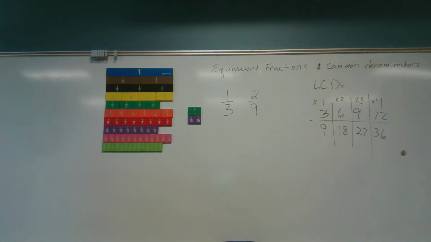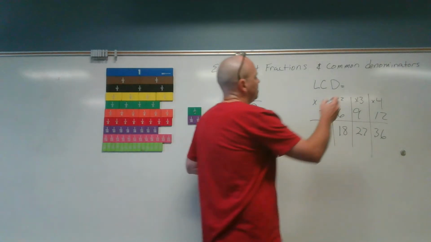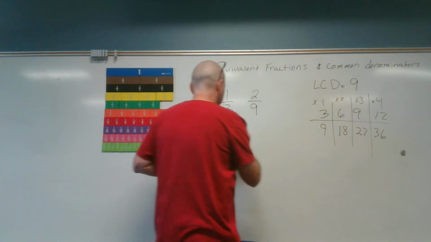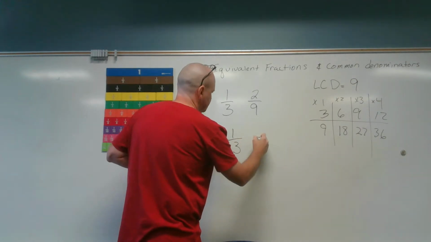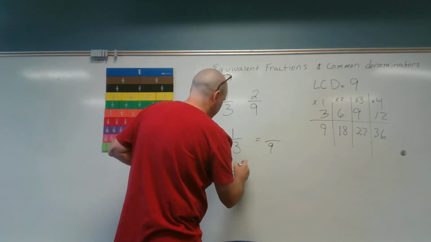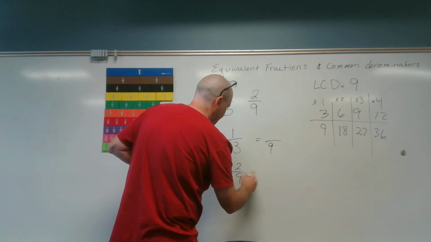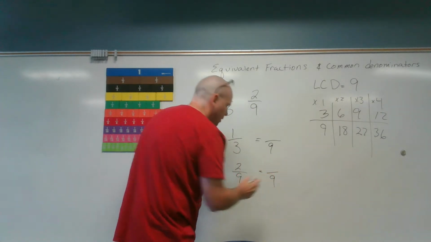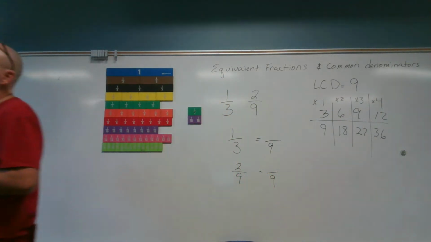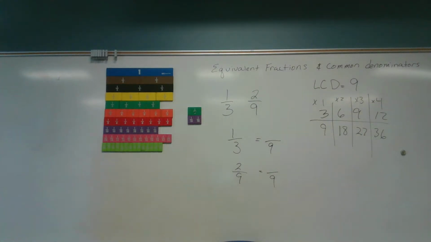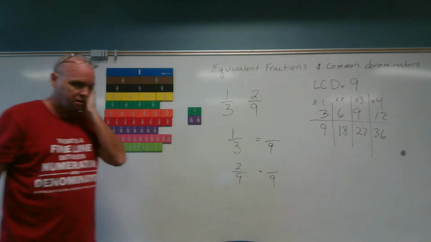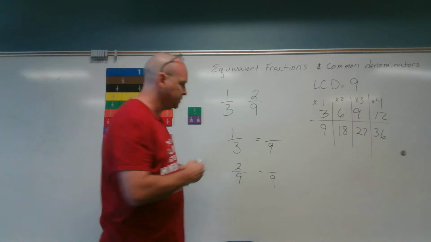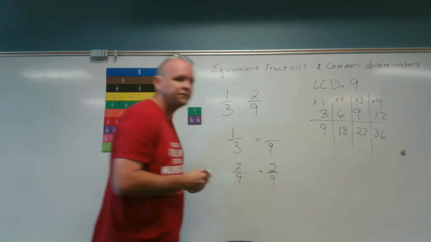Izzy, what is my least common multiple? 9. So my least common denominator then is 9. So I need to change each of these so that they have a denominator of 9. Obviously, one already does have a denominator of 9, so I don't really have to change that.